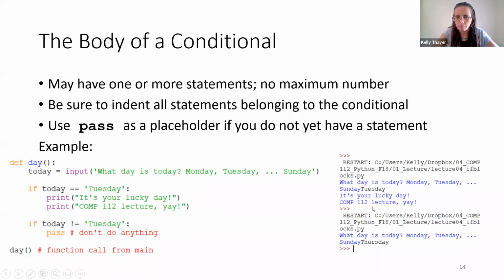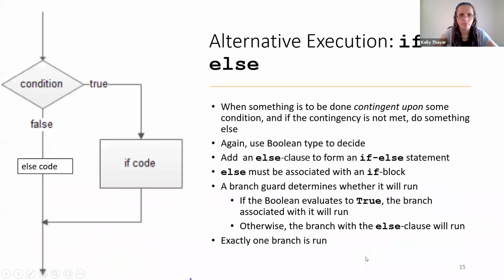So here are some sample executions of this block of code. If the person indicated that the day today is Tuesday, we get this cute message out. However, if it's Thursday, you see that this if statement is going to execute. And so pass is here, so nothing happens. So there's no message printed.